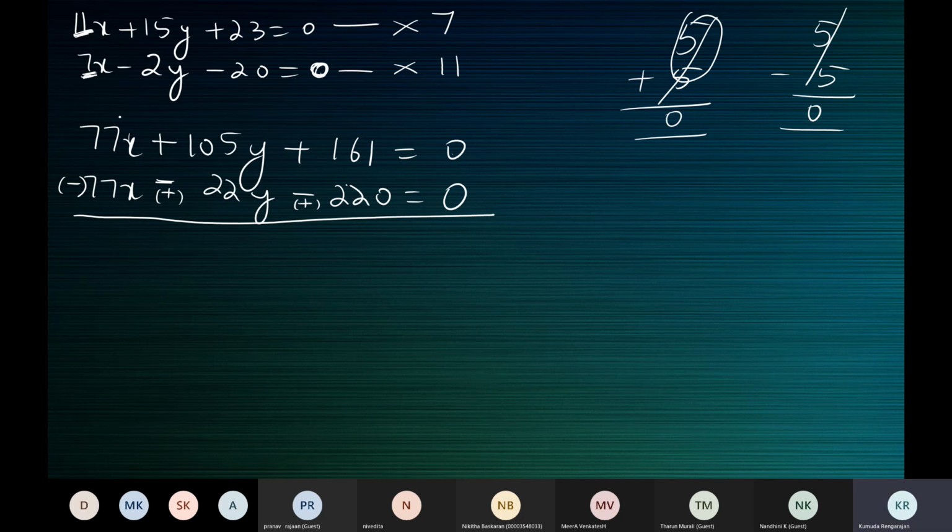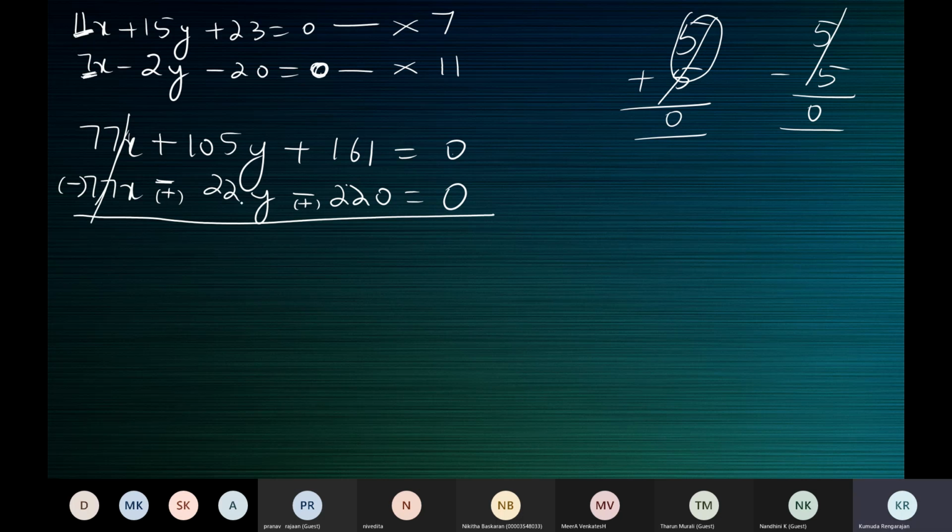Okay, now 77x minus 77x is 0. Plus 77x minus 77x, 0. So that means you've eliminated the variable x. You've got rid of x, because anyways it is 0x.